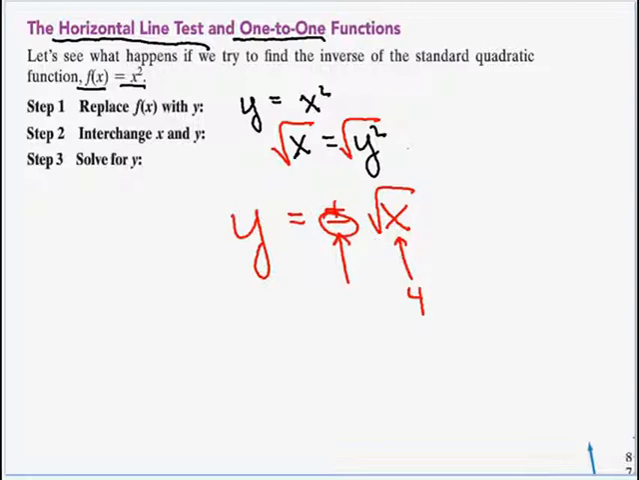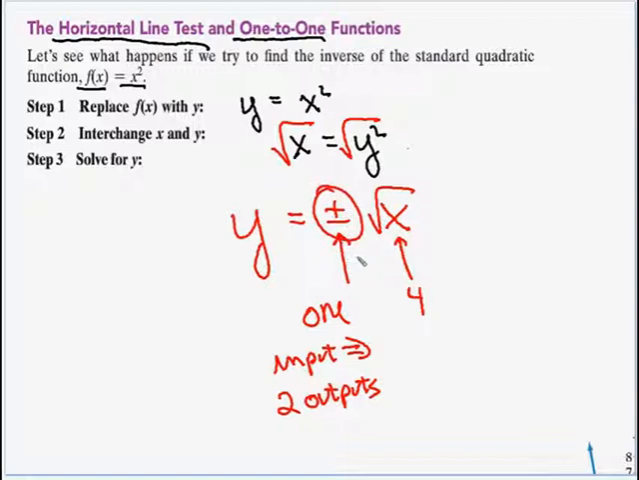So 1 input makes 2 outputs. 1 input. And that leads us to 2 outputs, or 2 answers, 2 different answers. And that right there is our disqualifier that this is not a function. Not a function.